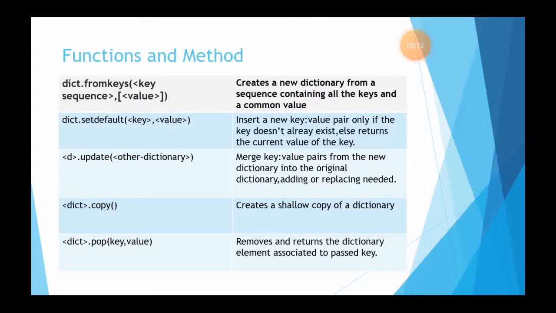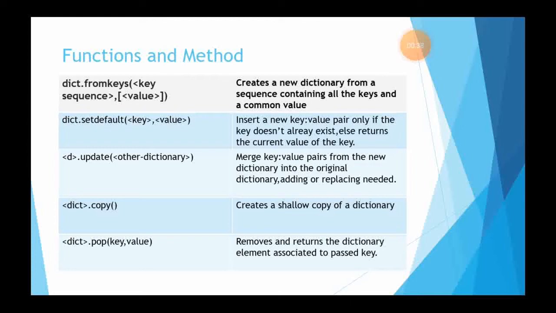In the last class we completed the fromkeys function and the setdefault function. In today's class we are going to learn a new function, dictionary.update. If you want to update key-value pairs in a dictionary, you can use this function. What is the use of this function? You can merge key-value pairs from a new dictionary into the original dictionary, adding or replacing where needed.